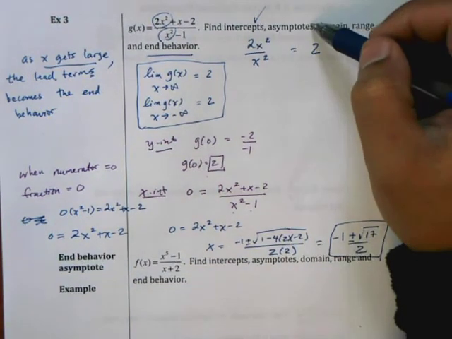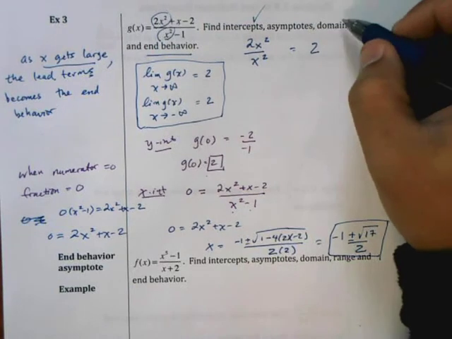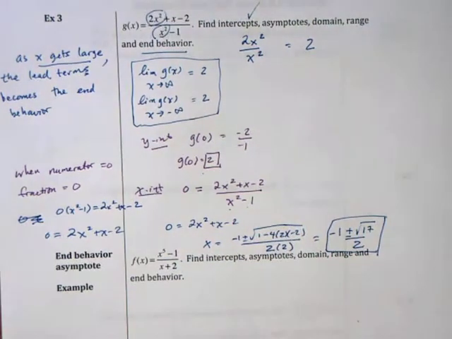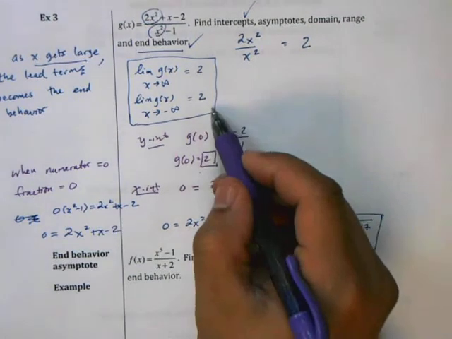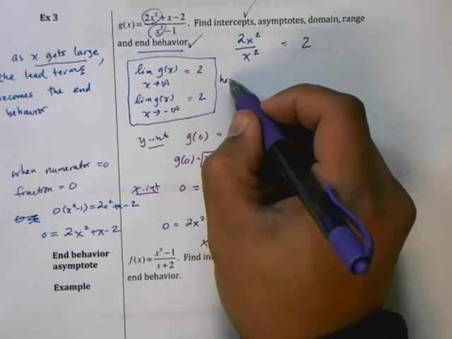So, x-intercepts, asymptotes, sort of. The domain and range, we'll worry about that in a minute. End behavior, we just took care of that. Okay, so remember that the end behavior is the same thing as the horizontal asymptote.